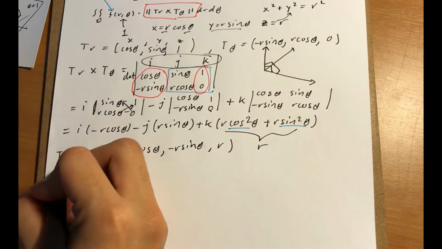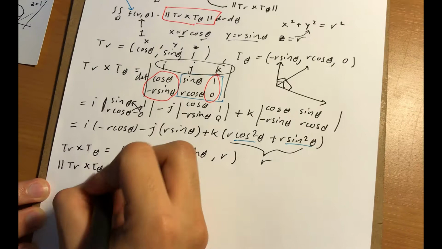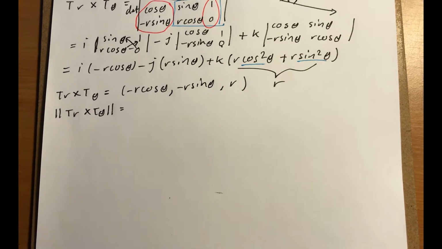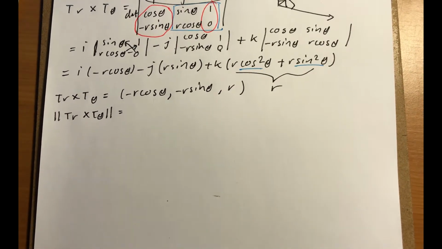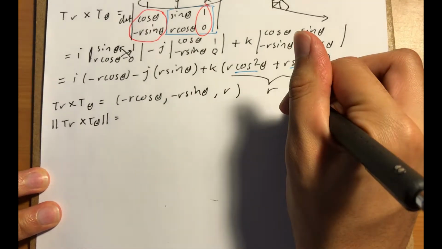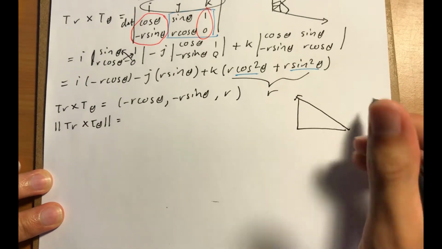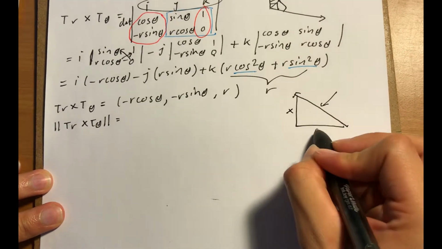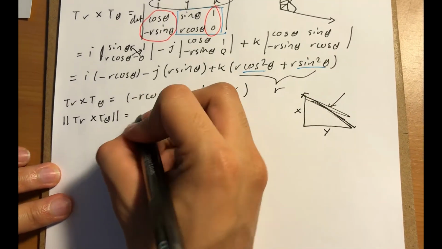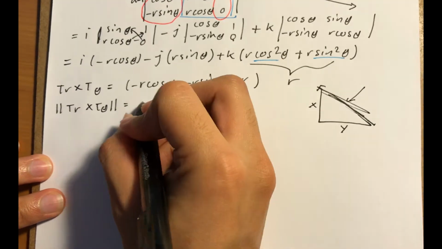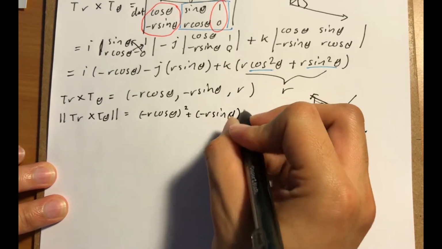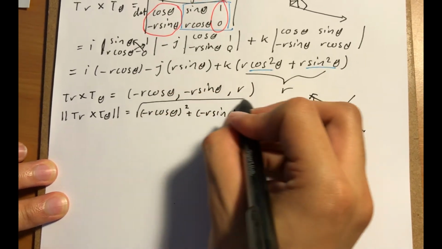So now we're going to take the norm, and think of this like the Pythagorean theorem. When you want to find the magnitude of a vector, you use the Pythagorean theorem. Like if you have a triangle and you're trying to find the magnitude of a certain line, you use your x and y components. So that's what we're going to do: negative r cosine theta squared plus negative r sine theta squared plus r squared, all under a square root.